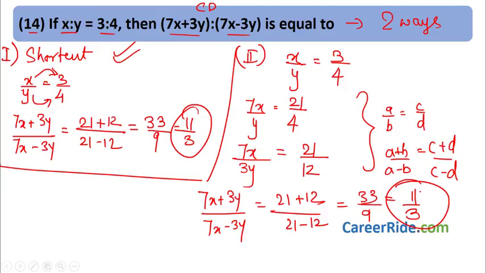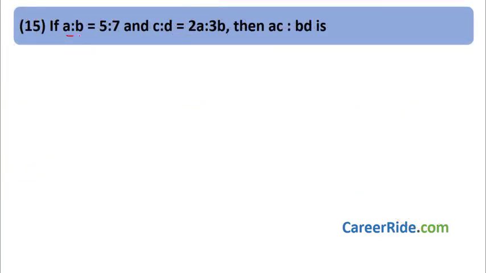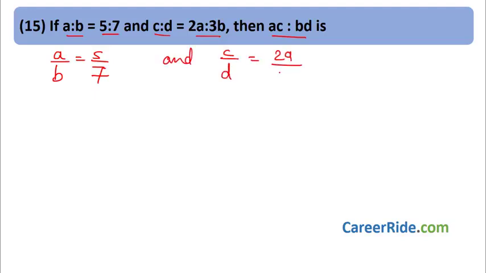Moving to question number 15. If a is to b is equal to 5 is to 7 and c is to d is equal to 2a is to 3b, then ac is to bd is again very easy. What have they given? a upon b is 5 upon 7 and c upon d is equal to 2a upon 3b. This is our first equation, this is our second equation.